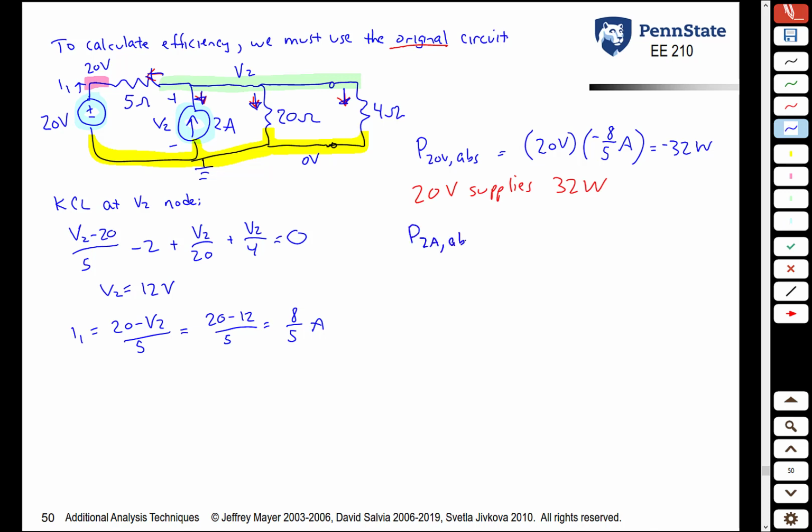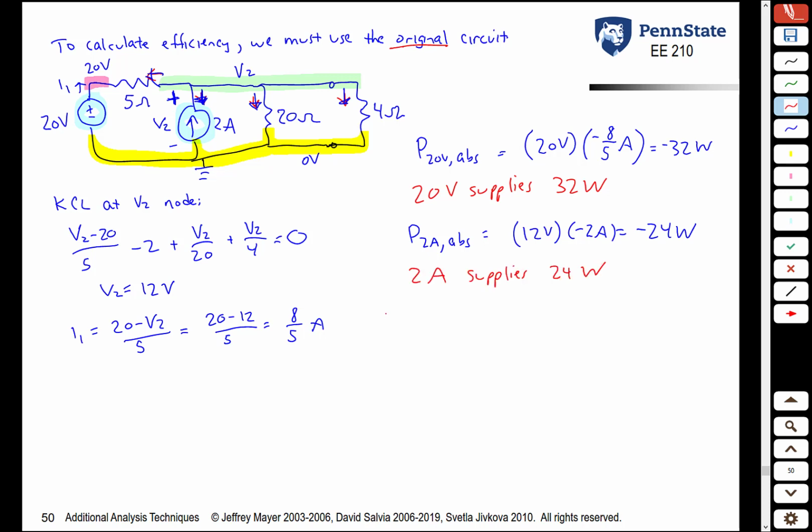The absorbed power by the 2 amp source is the voltage across it, which was V2, which is 12 volts, times the current into the plus terminal. The plus terminal is up there. The current into that is negative 2 amps. So the absorbed power is negative 24 watts. That means that the 2 amp source supplies 24 watts.